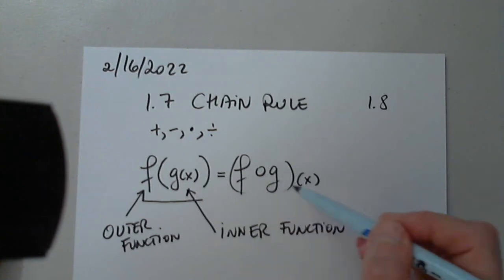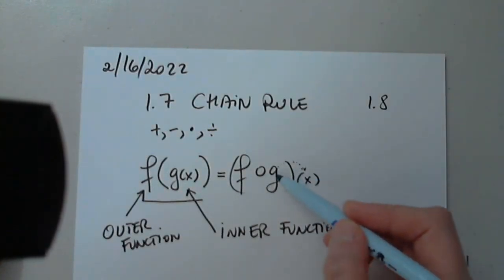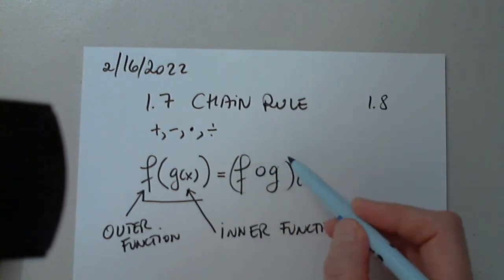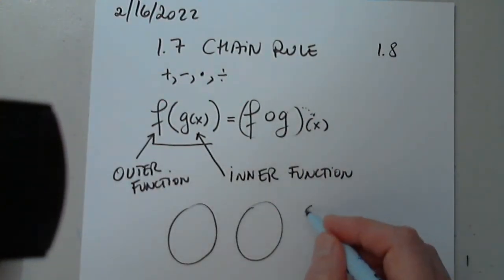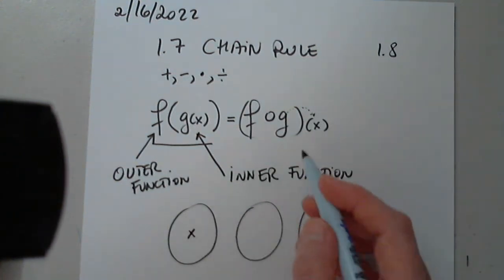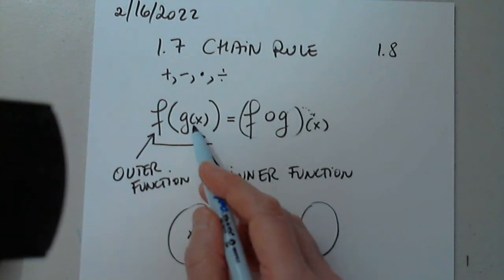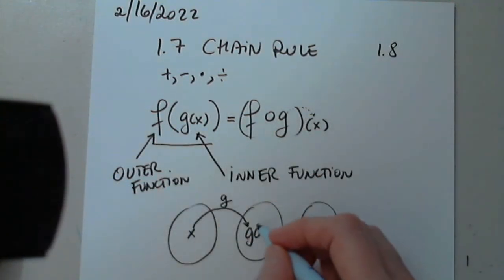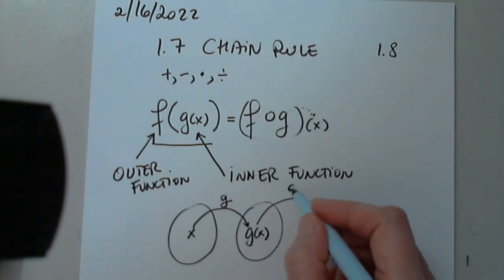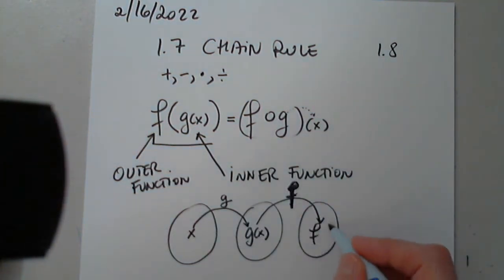So how do I know that this is the case? Well, just to remember, g is the closest to f. G will be applied first, and then f. So this is something like this, with 3 bubbles. X is here. First, we apply g to get g of x, and then we apply the outer function to g of x. And we get f of g of x. Okay?